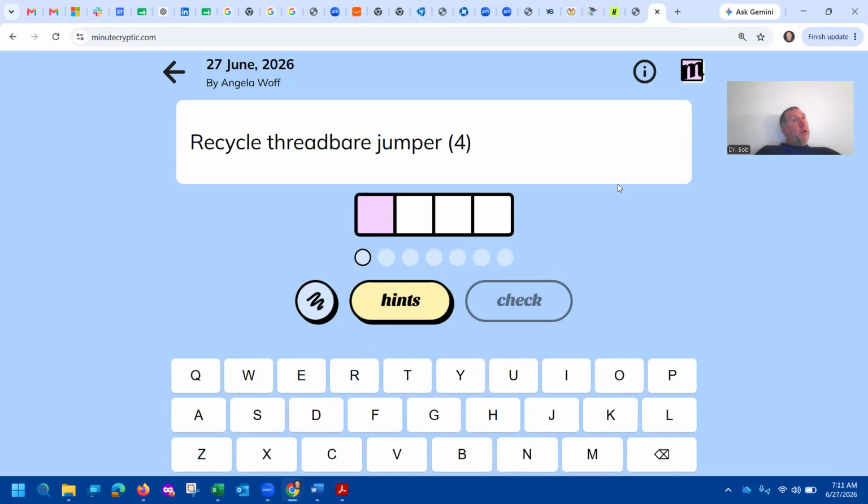Jumper, maybe like a pogo stick. The trampoline. Something that jumps.